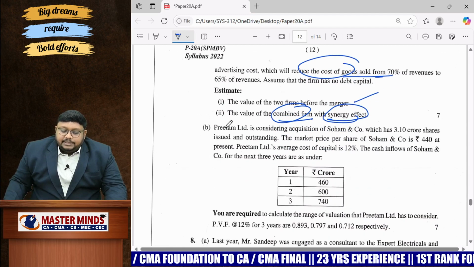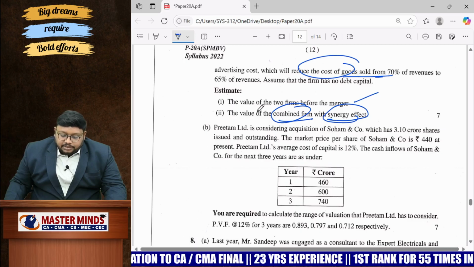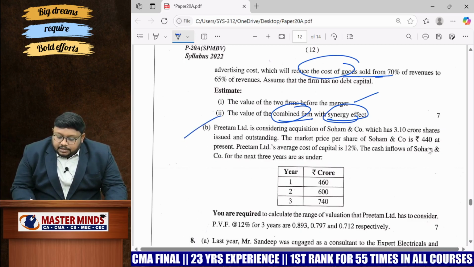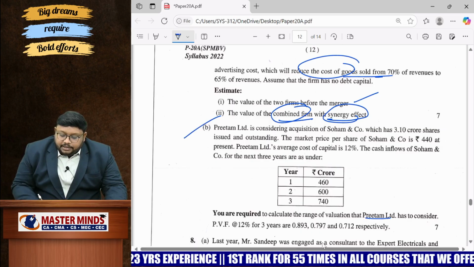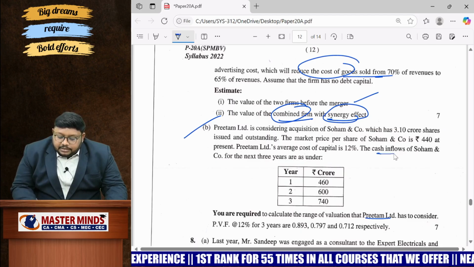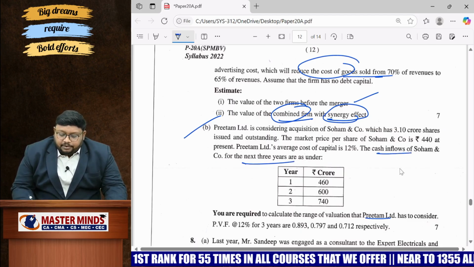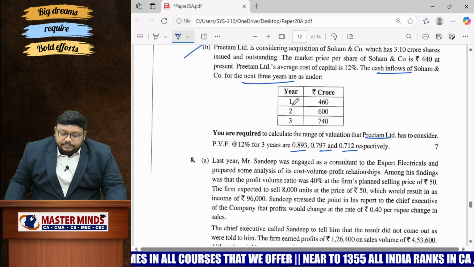So it is generally easy without the synergy effect. Usually they ask the question that way. This time they have given the synergies also. And the next question also relates to the same, mergers and acquisitions. They are asking what is the valuation of Pritham Limited. He has some inflows for the next 3 years. Same question, you have to calculate the future maintainable profits and the present value factor. Based on that you need to value the share.